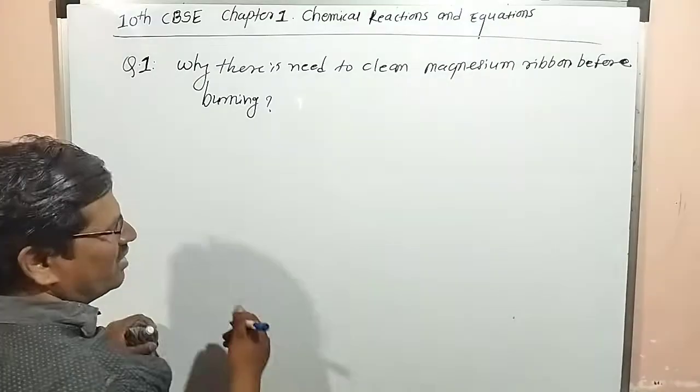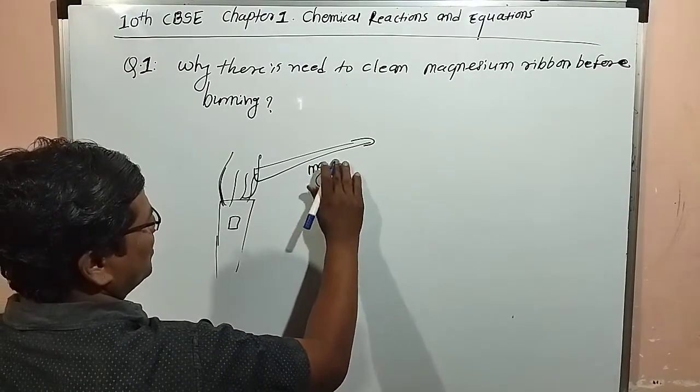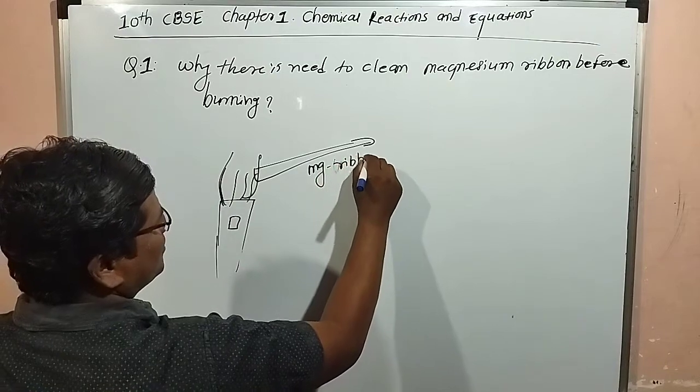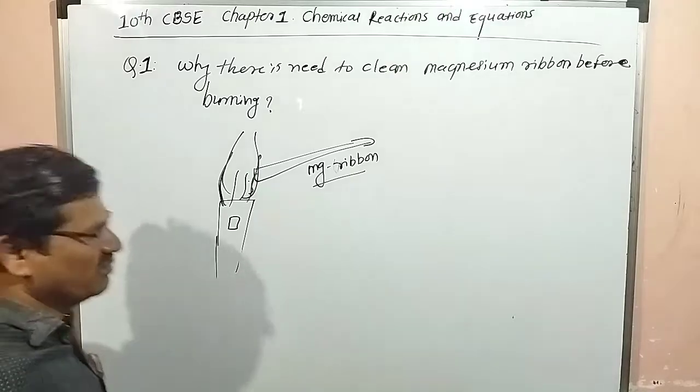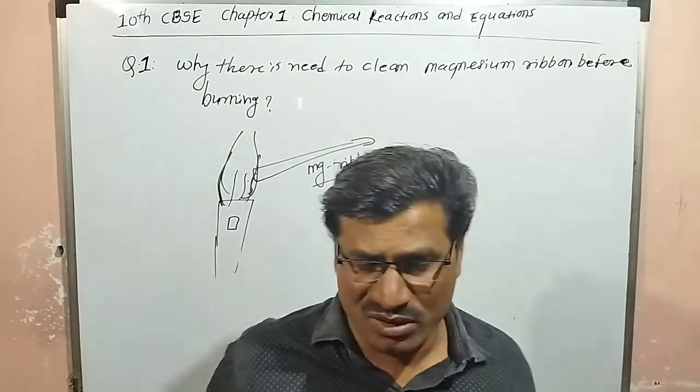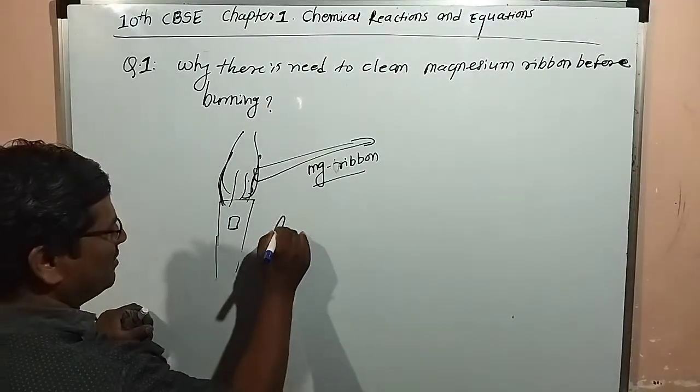We have seen in the first video that we burn the magnesium ribbon with the help of a burner, and the magnesium ribbon burns. But before burning the Mg ribbon, you have to clean it. So there is a need to clean. Why? The answer is there.